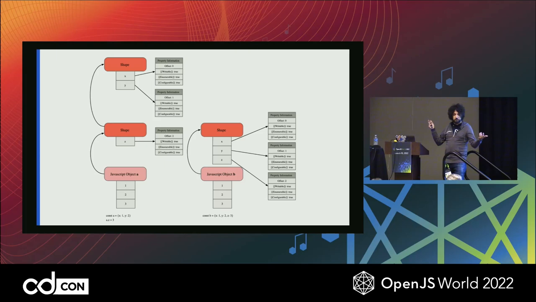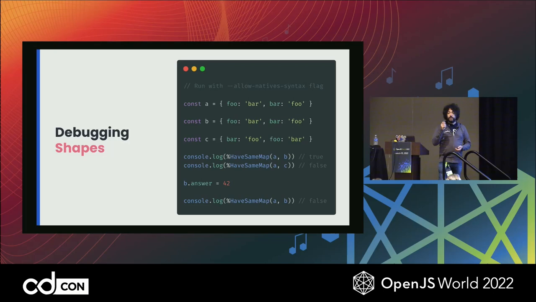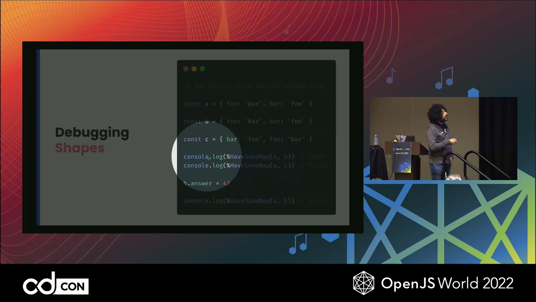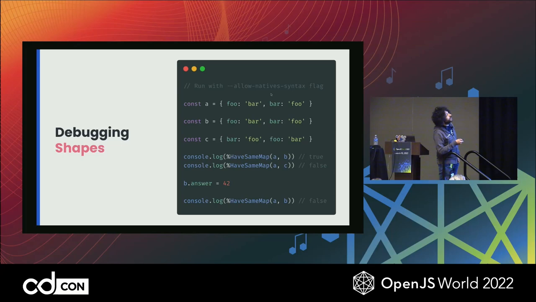How do we debug shapes? It's very easy. You can use this %HaveSameMap, and it will basically tell you. In order to do that, you need to use the --allow-natives-syntax flag, and it will more or less do its trick and tell you if something is of the same shape.